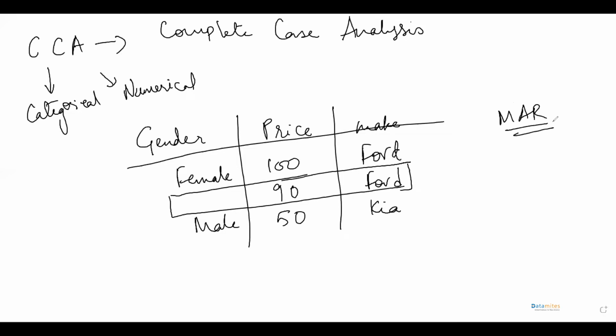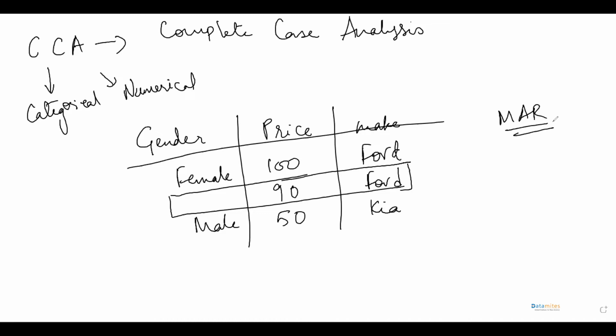Okay. The advantage of this technique is that it is very simple. You just have to remove all the NaN values, or you can just remove all the columns with NaN values, and there is no data manipulation required. It also preserves the distribution of the variables.